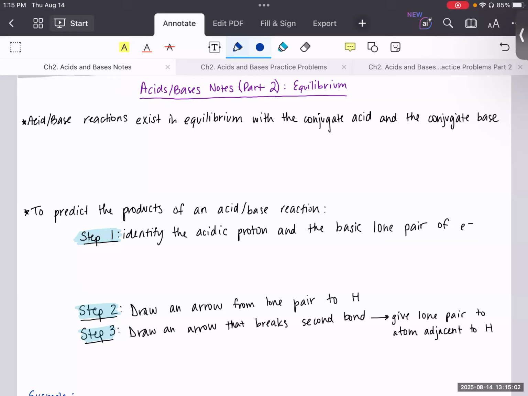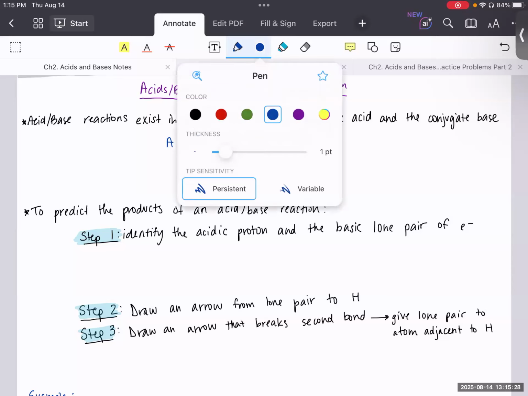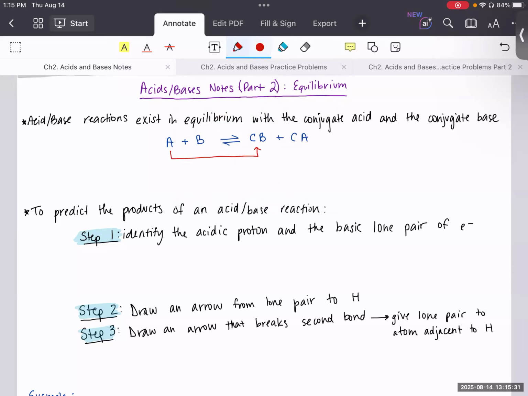All right, so to begin, acid-base reactions exist in equilibrium with the conjugate acid and the conjugate base. So if we were to write this out, we could use A and B to represent acid and base, and then they would exist in equilibrium. So we would have arrows going in both directions, and then we have the conjugate base and the conjugate acid that forms. And so here it's important to note that the acid becomes the conjugate base, and the base becomes the conjugate acid. And so in many organic reactions, an acid-base reaction involves the transfer of a proton.